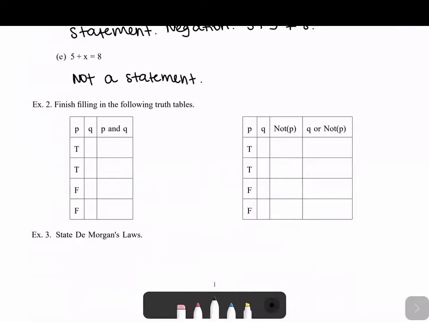Remember, the compound statements are "and" and "or" on page 25. And so we're just going to see how these things work out. So the first example we're going to look at is P and Q.